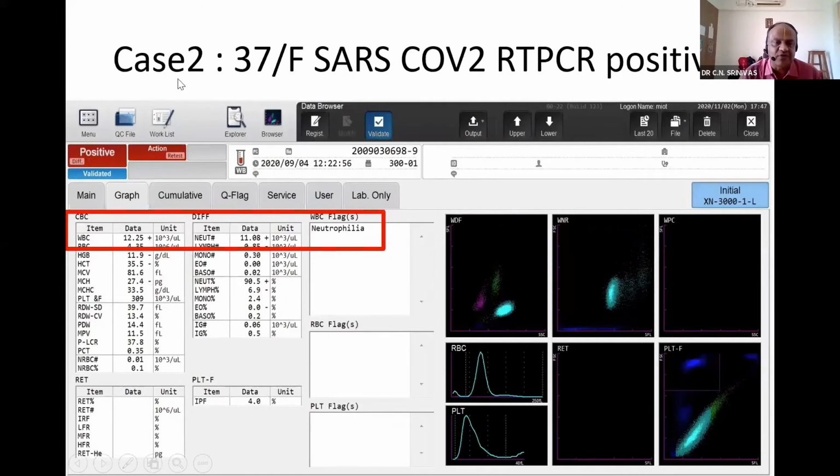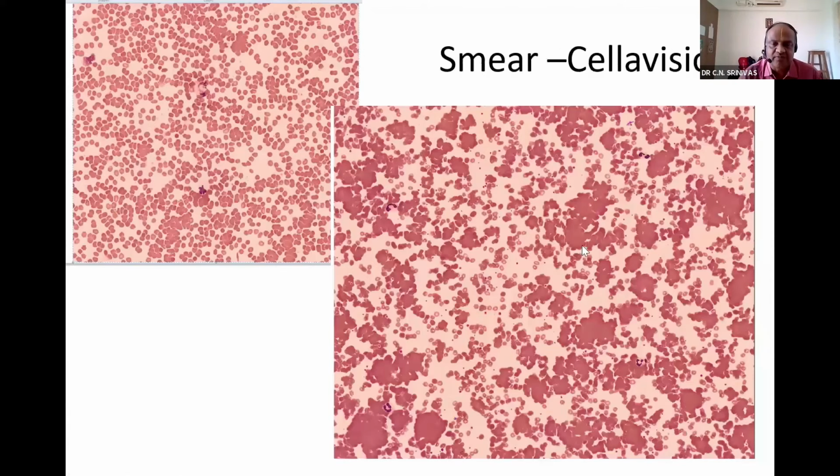Next, we have a second case of a 37-year-old female who was positive for SARS-CoV-2, especially during the pandemic of the first wave. You have got a WBC count of about 12,000 over here, and you have got a neutrophilia. We had a policy that all the SARS-CoV-2 PCRs which are positive by RT-PCR should go for a smear review. And when we had a smear review for this case, we saw beautiful agglutination in this.